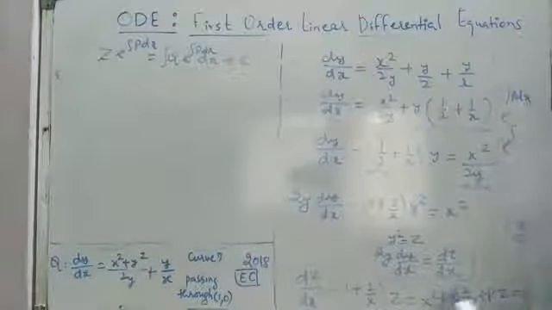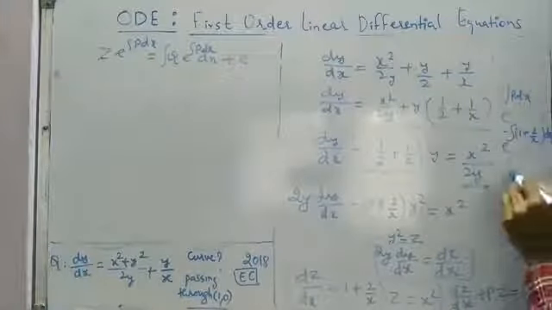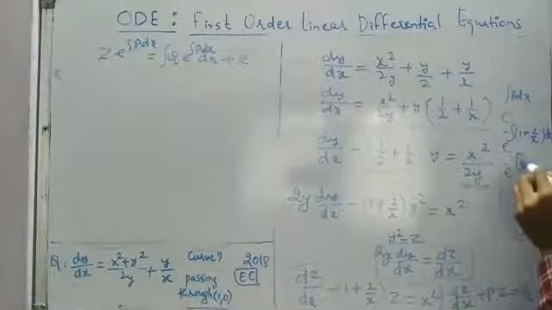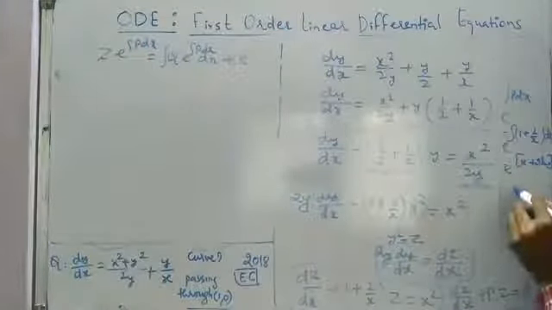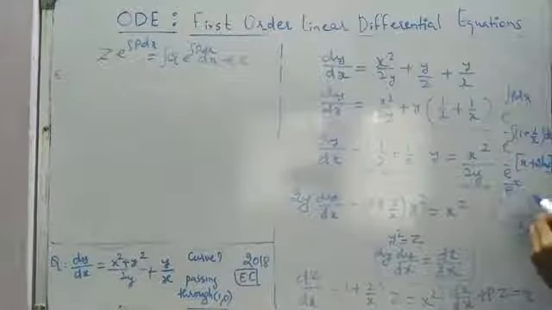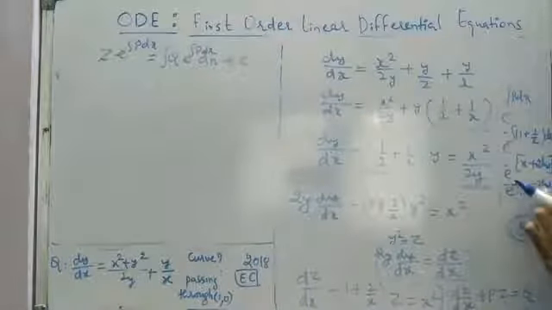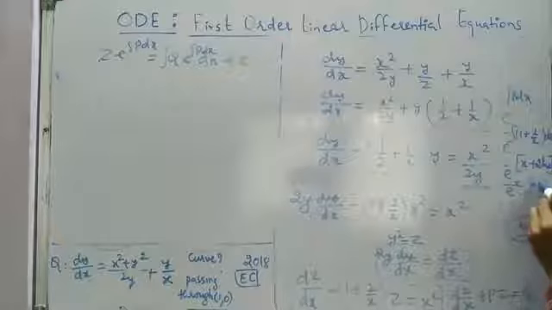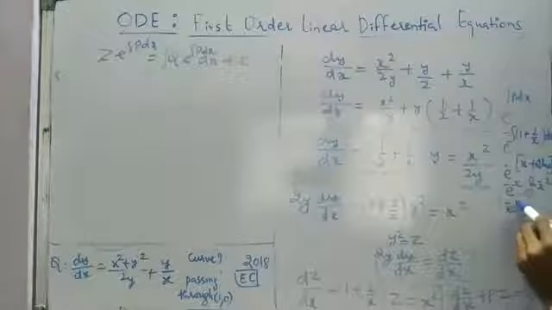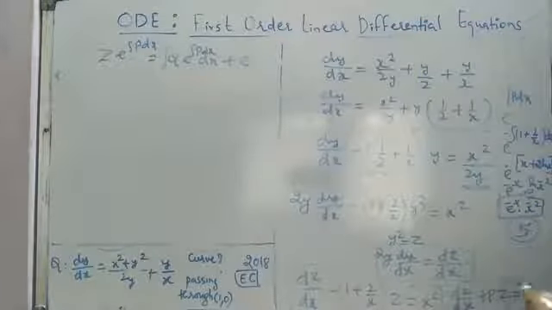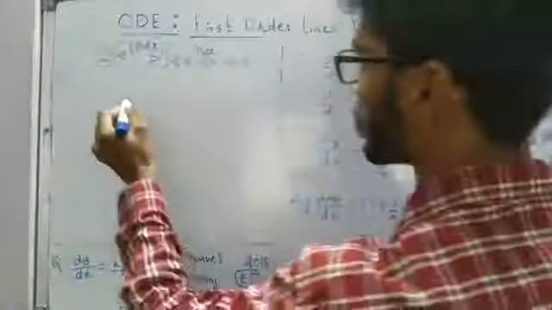So P is nothing but minus (1 plus 2/x), right? So e to the power minus (integration of 1 is x, and integration of 2/x is 2 ln x). We'll separate the terms: e^(-x) into e^(-2 ln x). If we take minus 2 this side, this becomes ln x to the power minus 2, and e and ln cancel. So this is nothing but e^(-x) into x^(-2). So e^(∫P dx) is coming as e^(-x)/x square.